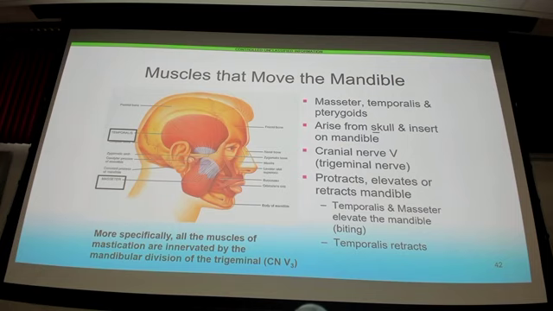Temporalis and masseter are responsible for elevating the mandible, like when you bite down. When you clench your teeth, you can feel your temporalis up here and really feel your masseters. The temporalis also helps retract. If you look at how it's set up, this is temporalis, and its pull is going to be this way. So yes, it's helping to clench down, but it also helps to retract the mandible somewhat.